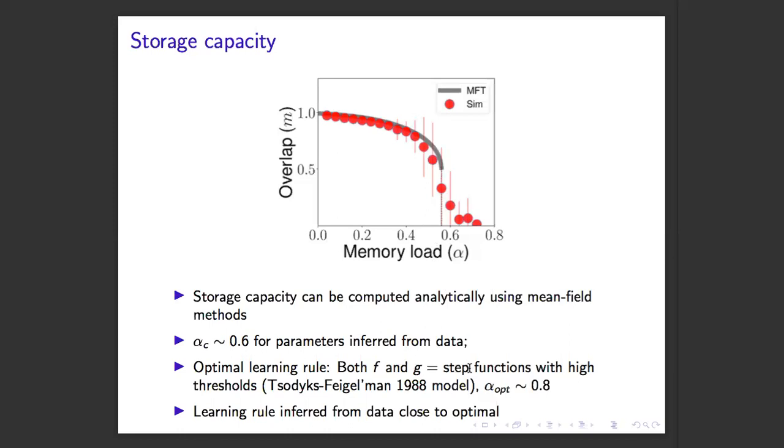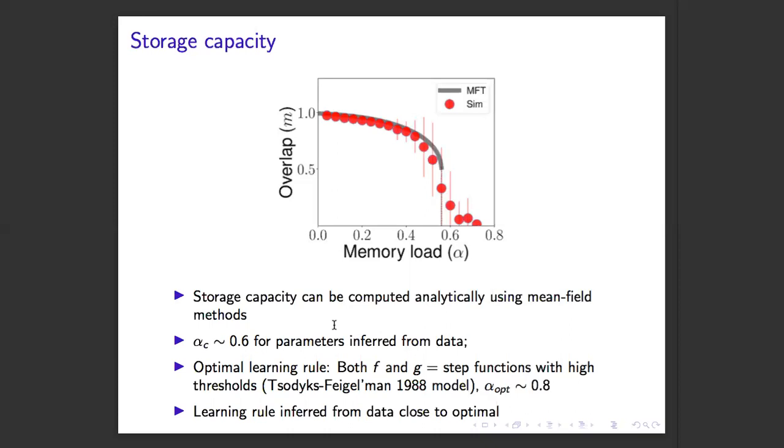So you have input patterns that are initially continuous, but then they are binarized by the plasticity rule before they are stored in the connectivity matrix. And the resulting connectivity matrix is nothing else than a well-known model, the Tsodyks-Feigelman model. Interestingly, the maximum capacity in this case is about 0.8, so it's not much higher than the ones we find for parameters inferred from data.